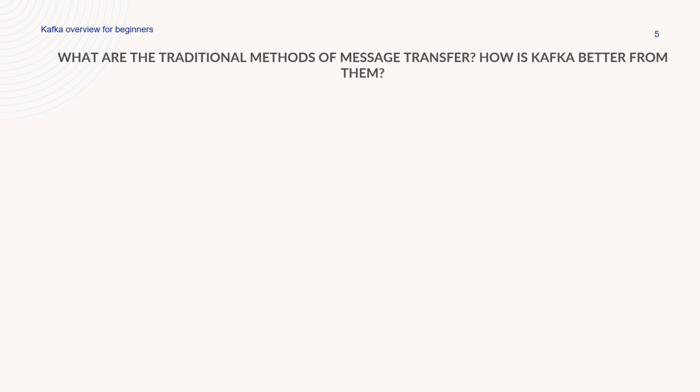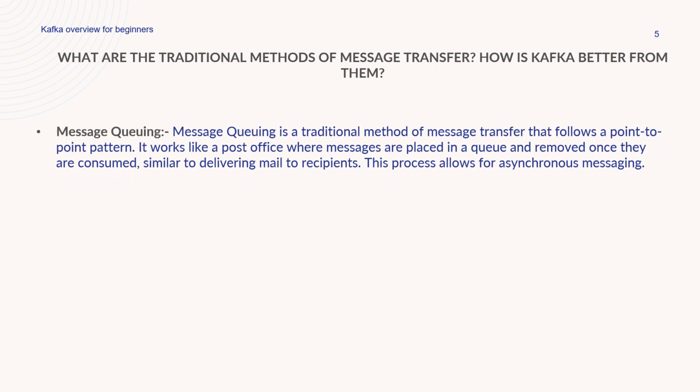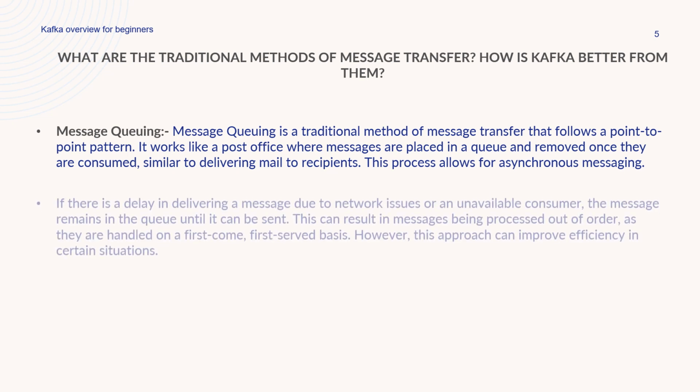So what are the traditional methods of message transferring, and why is Kafka better than them? The messaging queue is a traditional method of message transfer that follows a point-to-point pattern. It works like a post office, where messages are placed in a queue and removed once they are consumed, similar to delivering mail to the recipient. This process allows for asynchronous messaging.